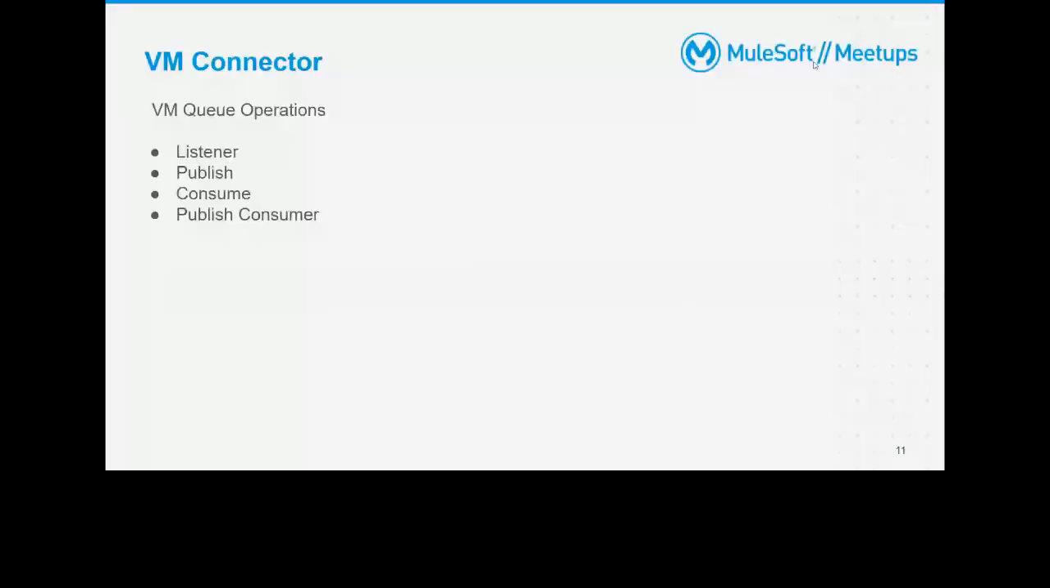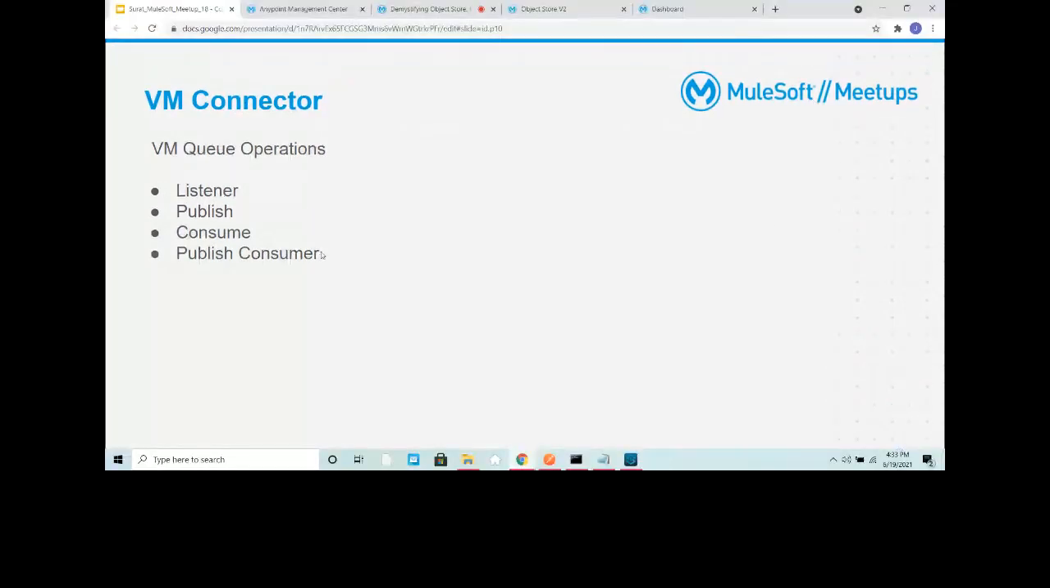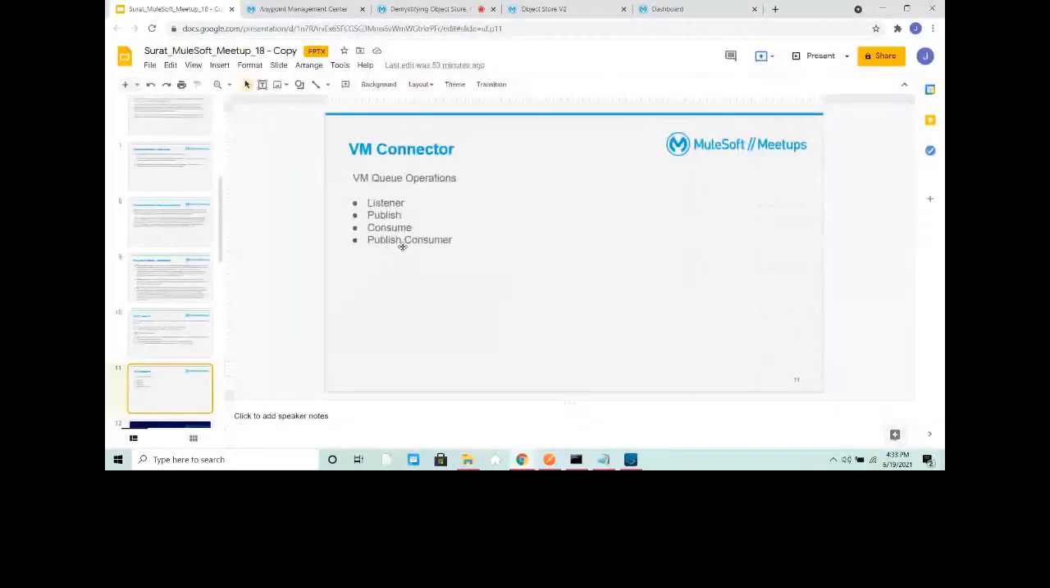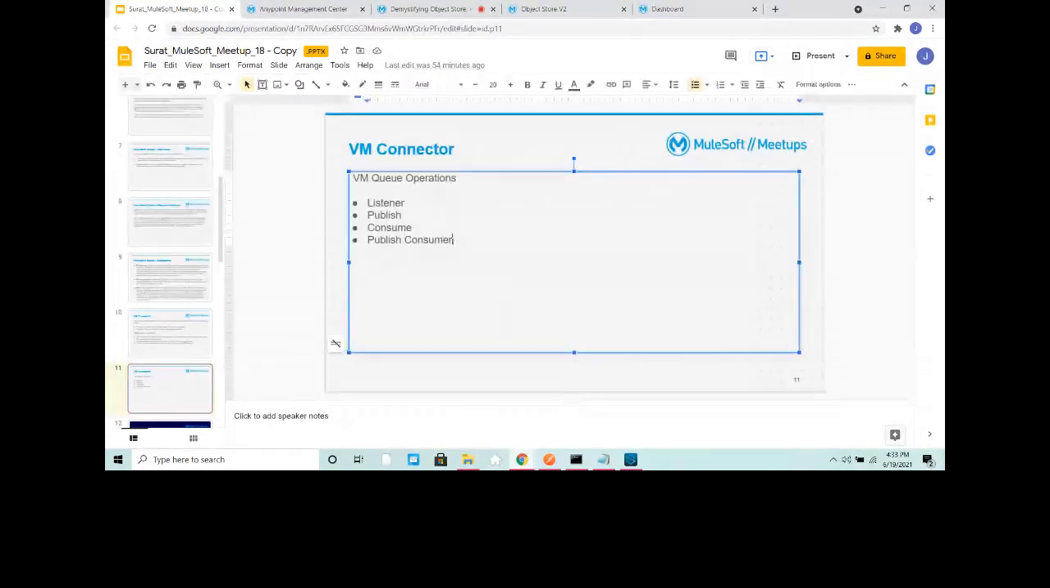The VM connector has four operations: listener, which will listen to messages on the queue; then publish; then consume; then publish consume. It's not publish consumer, it's publish consume. Publish consume helps you implement a request reply pattern. So in a queue, you can have a request reply pattern also. Let me show an example one by one.